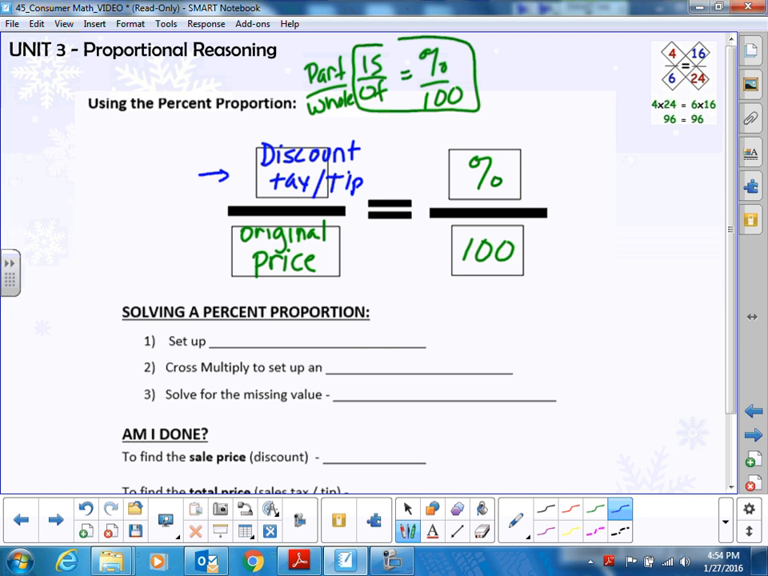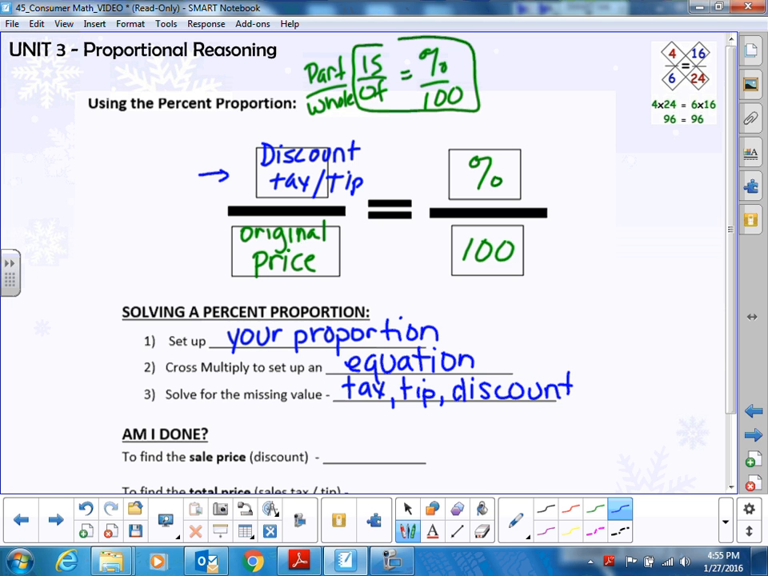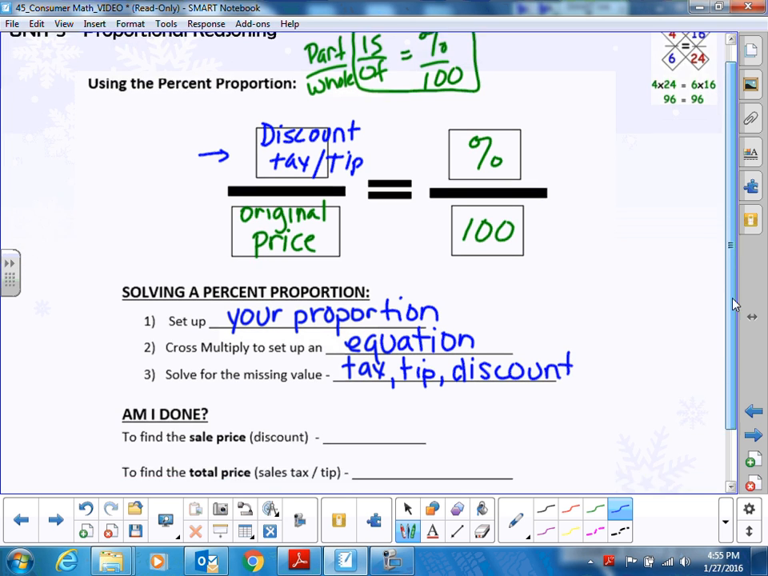So like any percent proportion or any proportion, we're going to set up your proportion. And then you cross multiply to set up an equation. And that allows us to cross multiply and divide. And then you solve for the missing value, which is your tax or your tip or your discount. Now, sometimes we're done. If they say how much tax would they pay, you're done. If they say how much tip would you pay, you're done.